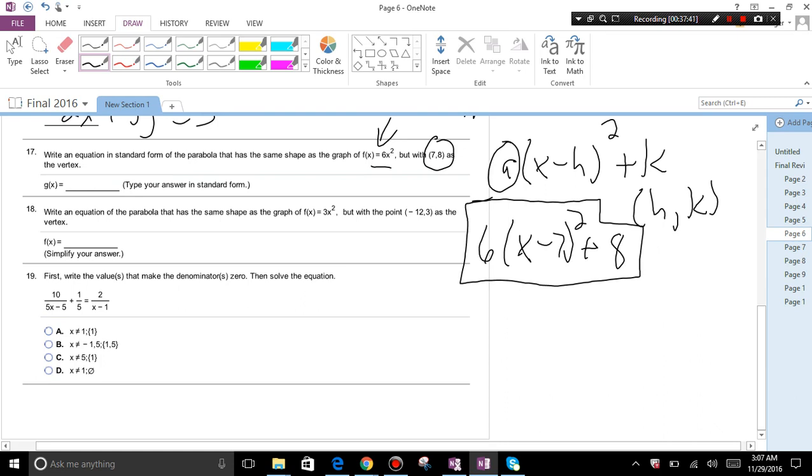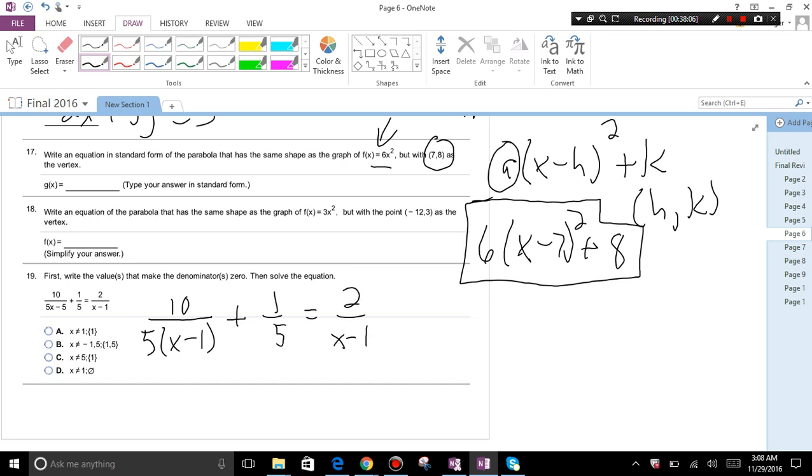We want to solve for x and get x by itself. As we solve, we've solved these equations before, we know we have to multiply everything by the common denominator. The first thing we'll do is simplify, and we notice that 10 over 5 times x minus 1 plus 1 over 5 equals 2 over x minus 1. We notice that in the first denominator, they both have a 5 in common, and we factor it out.